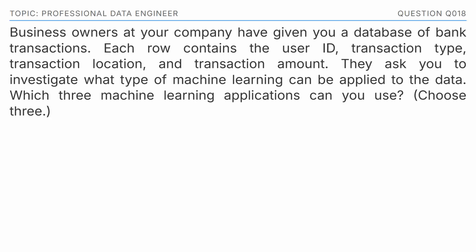Business owners at your company have given you a database of bank transactions. Each row contains the user ID, transaction type, transaction location, and transaction amount. They ask you to investigate what type of machine learning can be applied to the data. Which 3 machine learning applications can you use? Choose 3.